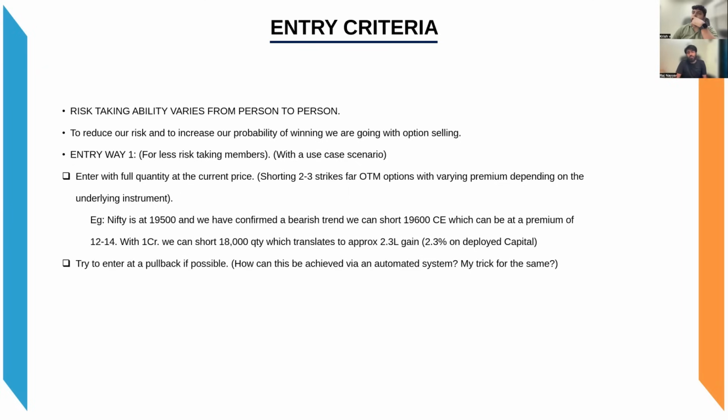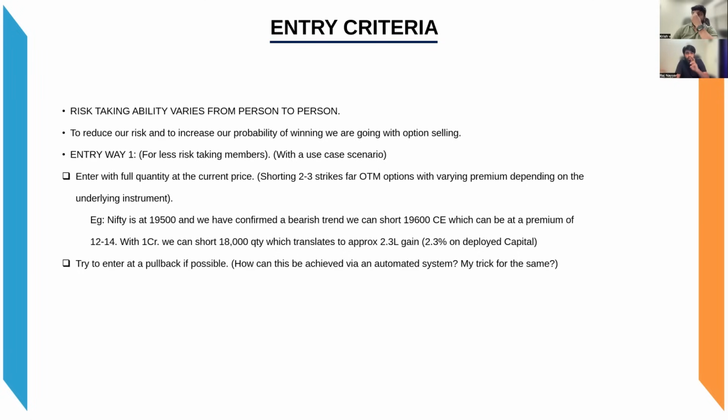So what we can do when the market is at 19,500 and the option premium is at 12, we can enter the full quantity at that time, 18,000 quantity, since we are three strikes away from the main spot price. Now we can also try to catch a better price. You have confirmed a bearish trend, but the market will not always remain at the same level. It can go down, it can go up, and then also it can go down. But if you are convinced of your direction, then try to enter at a pullback as well.